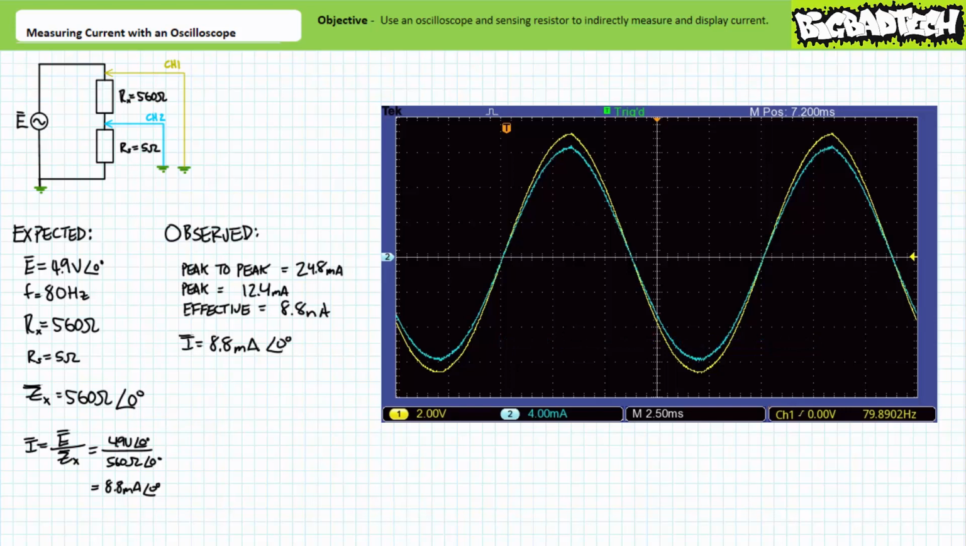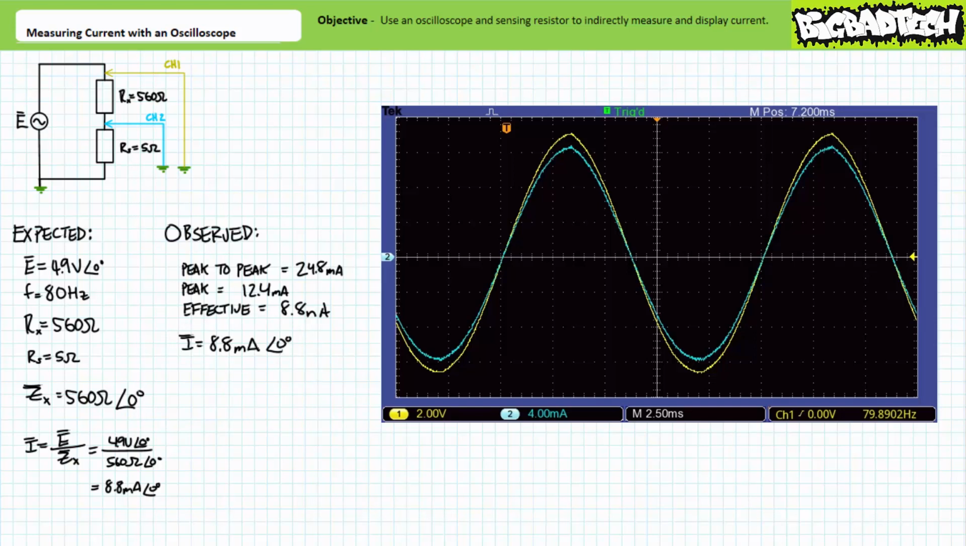Given there is no phase shift between voltage and current, it can be said that the phasor representation of our current through the resistor is 8.8 milliamperes at an angle of 0 degrees, exactly in agreement with our previous calculations. That is impressive. Only very rarely does it work out this well.